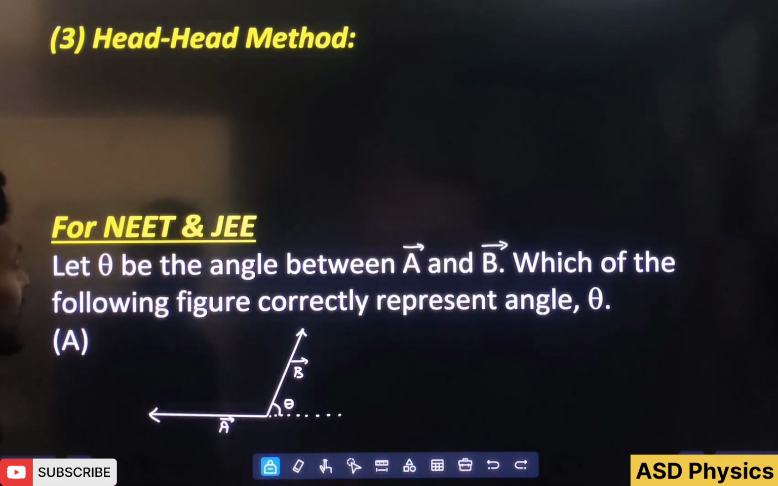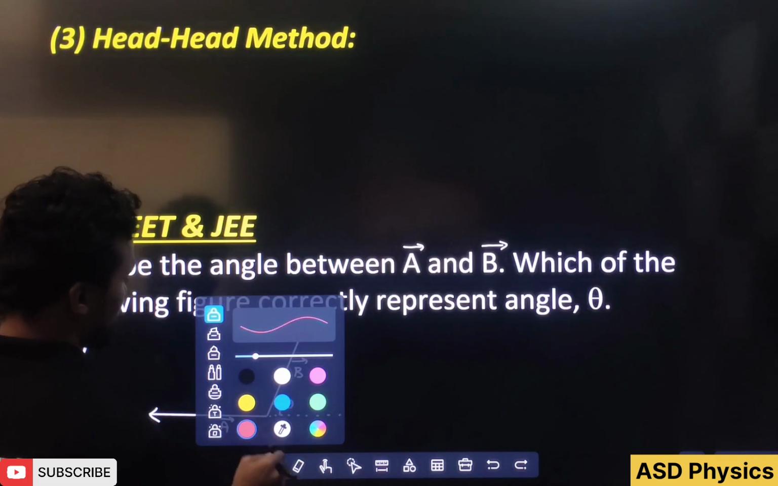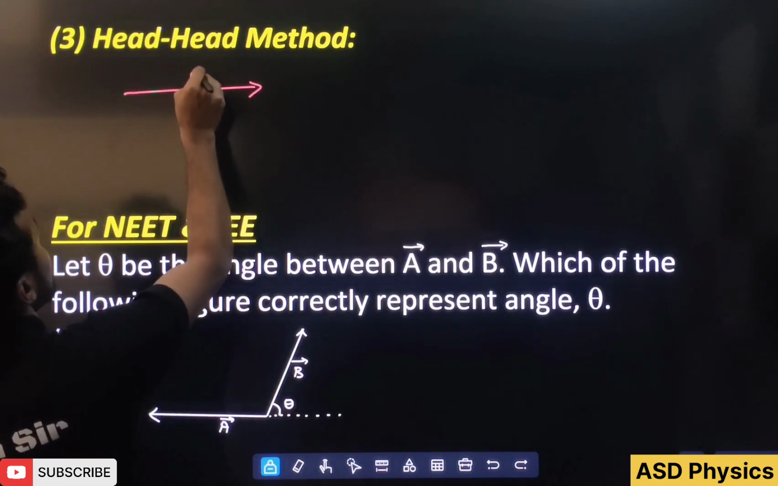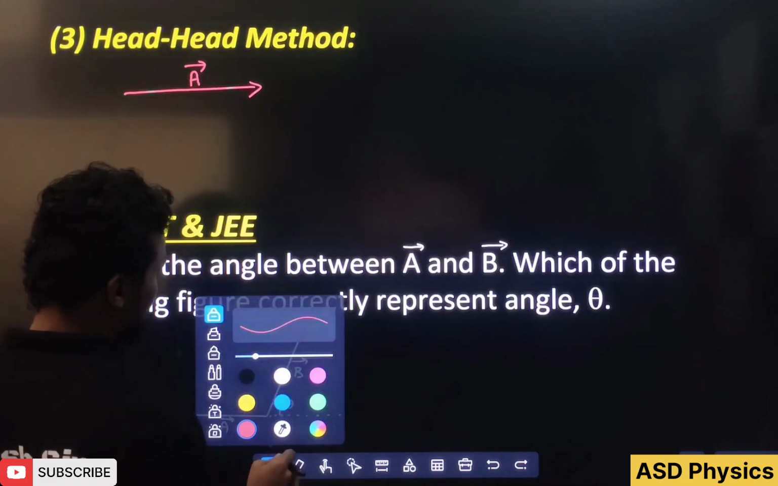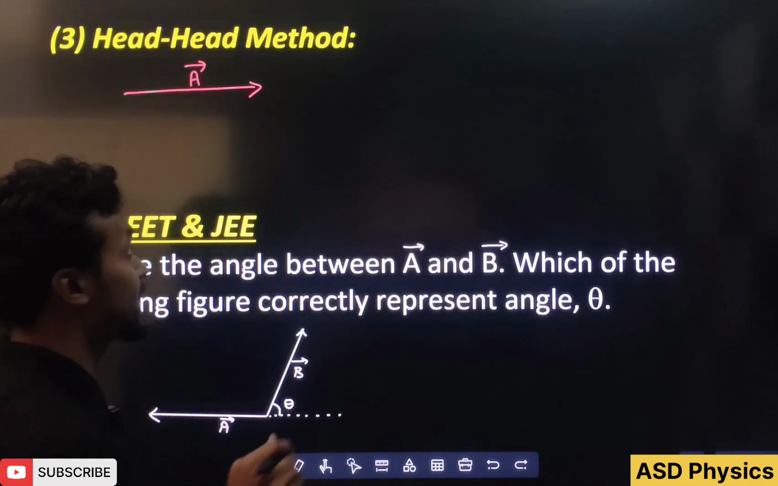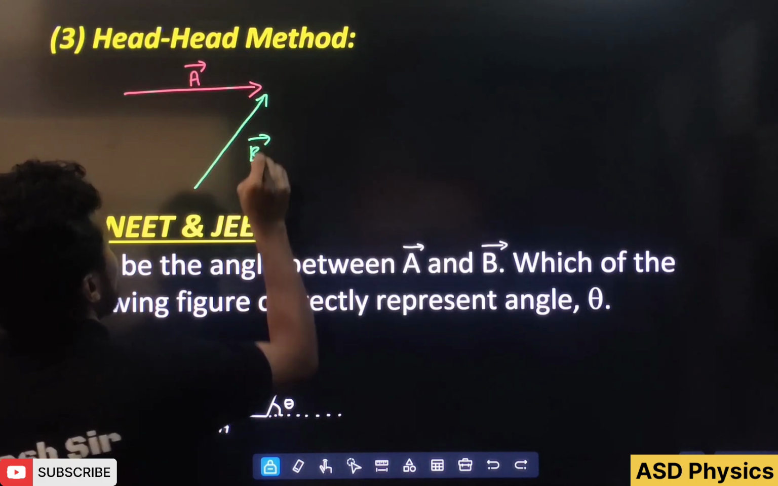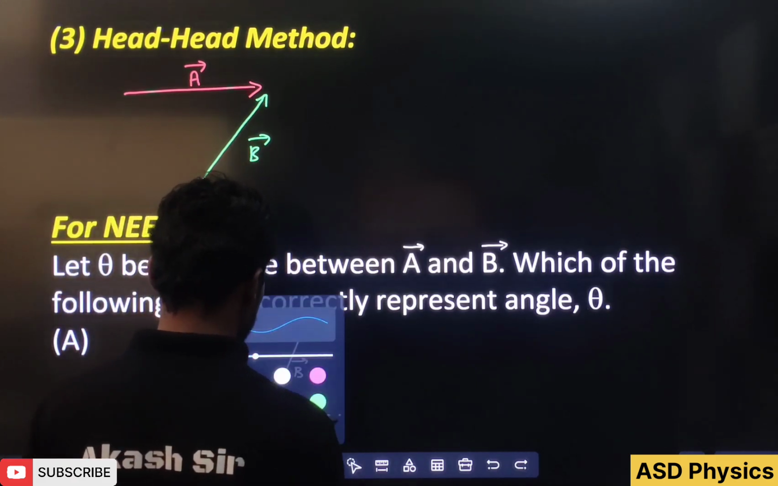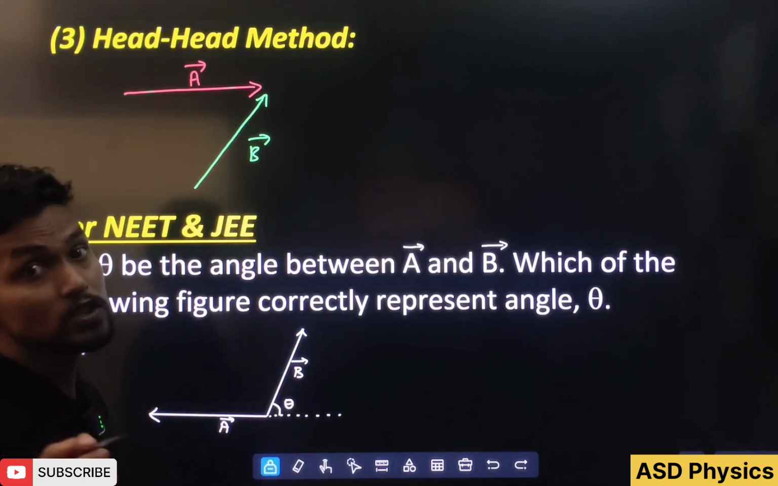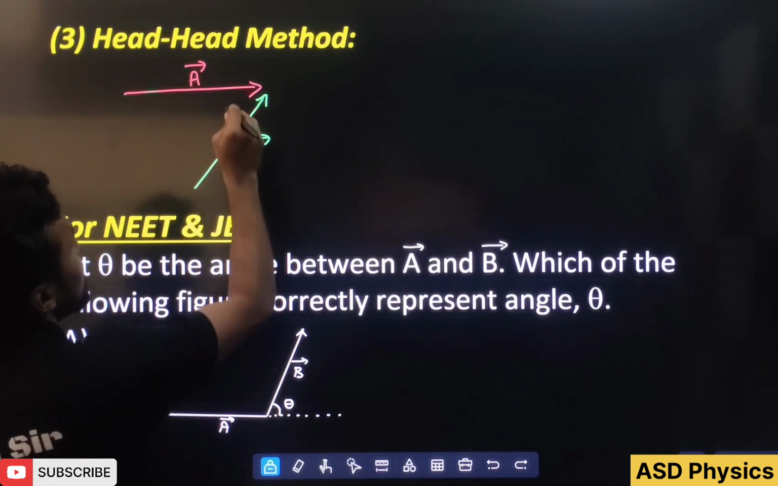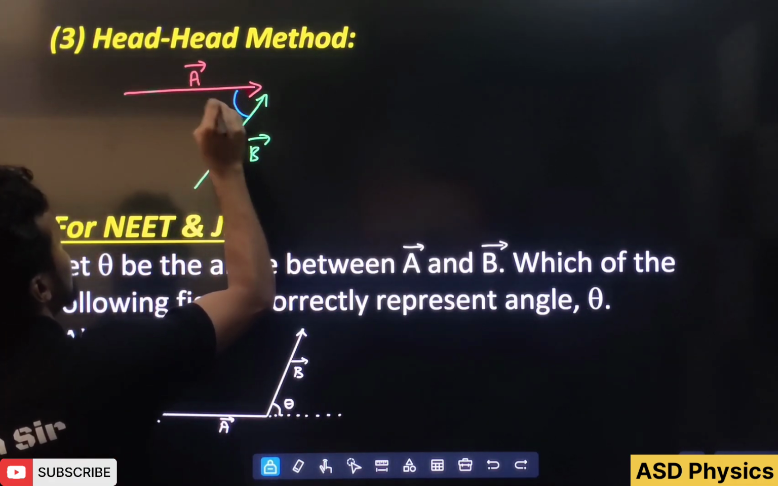Now students, this is the head to head method. In the head to head method, let me draw here. Again, this is vector A and here head and head will coincide. And see here, this is the vector B. I have just taken the reference of both these vectors. Again the vectors are vector A and vector B, and the angle is this smaller angle theta.